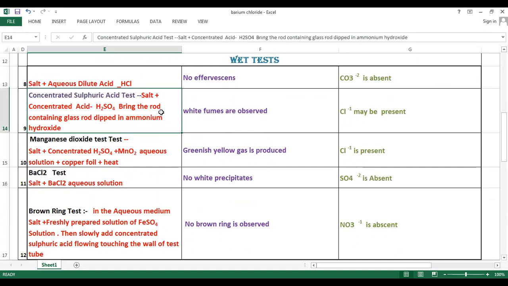Now, my dear students, we want to understand the concentrated sulfuric acid test. In this test, we take the salt and add concentrated sulfuric acid in the aqueous medium, and bring the glass rod dipped in ammonium hydroxide solution near the mouth of the test tube. Let us observe this so that we can understand. Let us have a look at the concentrated sulfuric acid test, my dear students.